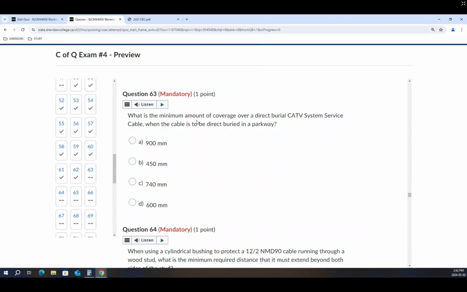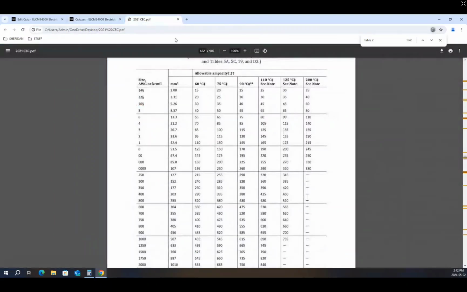Number 63. What's the minimum amount of coverage over a direct burial cable TV system when the cable is to be direct buried in a parkway? So I'm going to Section 54.